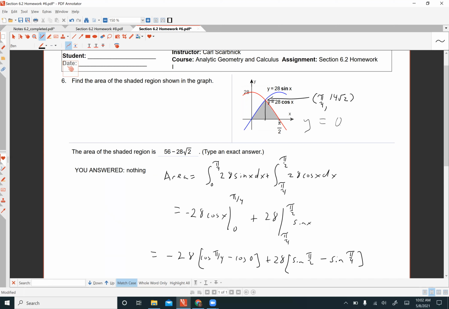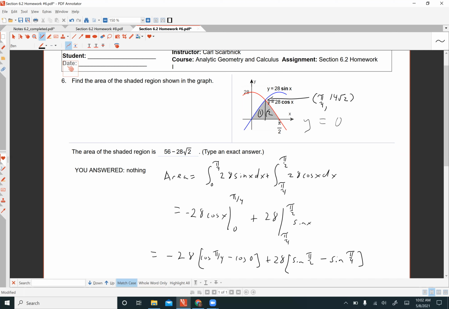First, the graphs intersect at pi over 4, because I know that sine of pi over 4 is the same as cosine of pi over 4. From our knowledge of trigonometry, we know those graphs intersect at x equals pi over 4. So let's first integrate the blue graph, y equals 28 sine of x, from 0 to pi over 4. And that'll give us this area 1 here.